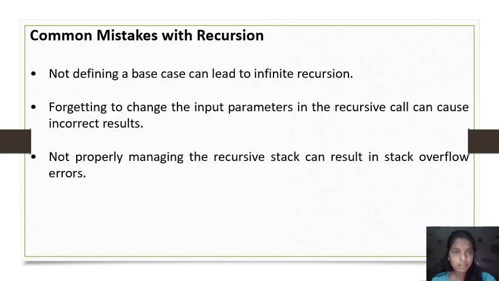Next is the common mistakes with recursion. What are the common mistakes we make while using recursion? Not defining a base case can lead to infinite recursion. Forgetting to change the input parameters in the recursive call can cause incorrect results. Most of us forget to change the input parameters. Not properly managing the recursive stack can result in stack overflow errors. These are the common mistakes that we make while doing recursion.